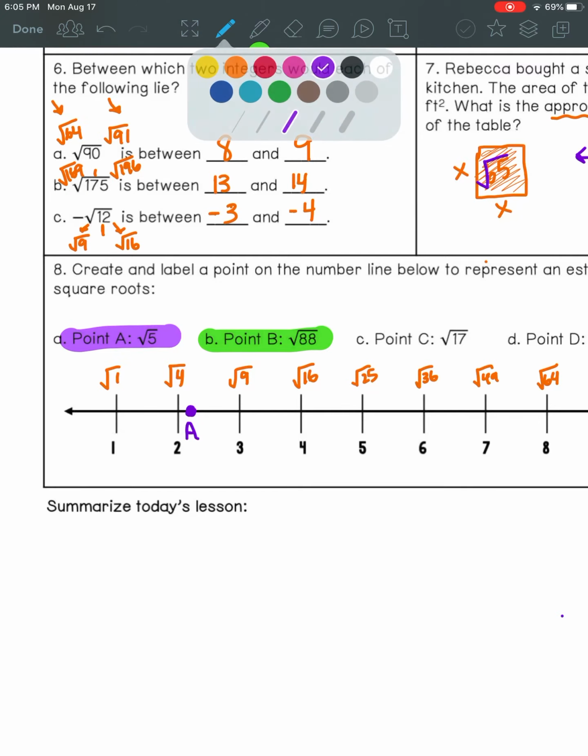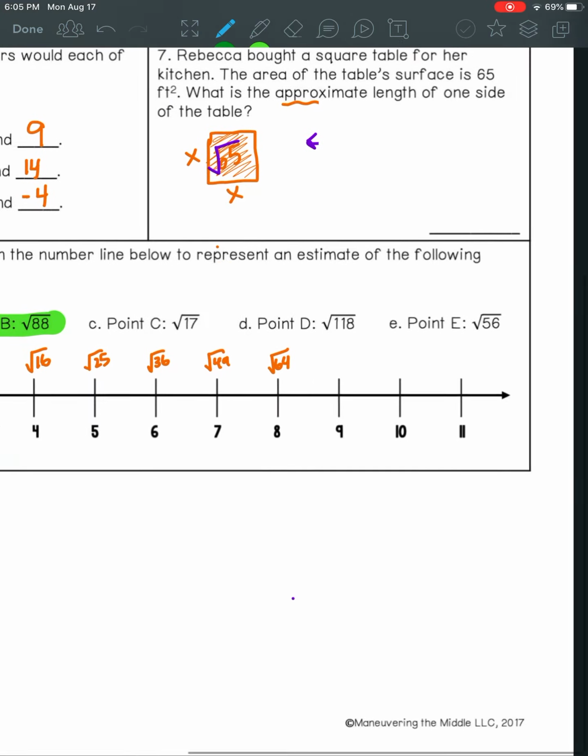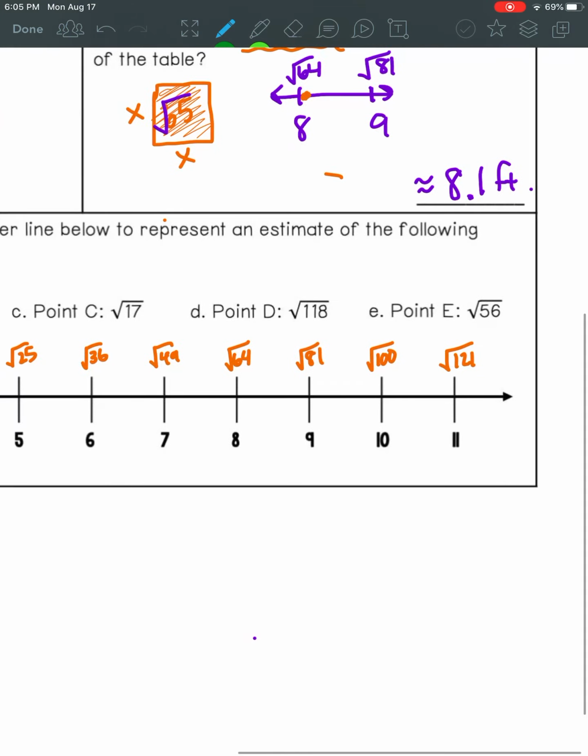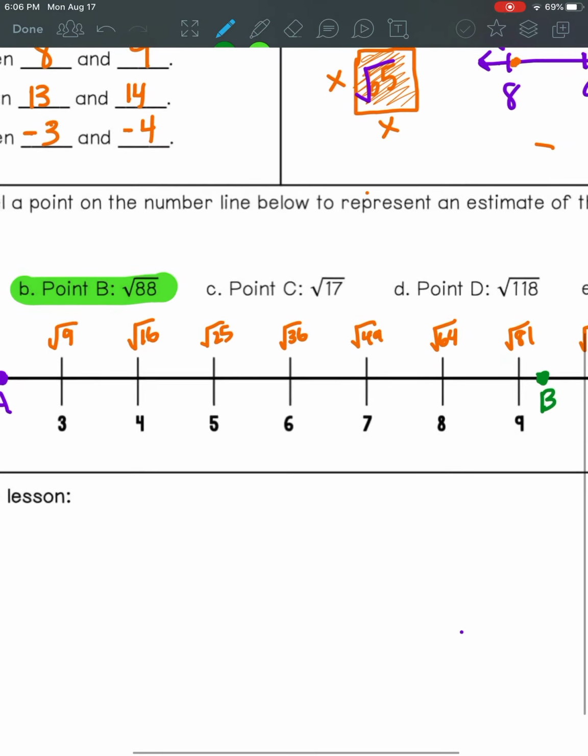So we got the square root of 88. So let's see, we got to go down, we got to go past 81. There's a 19 in between 81 and 100. So a little less, it's less than 8.5 or 9.5. So I'm going to say about here. I'm going to get rid of that halfway mark. And that would be the square root of 88. So that is point B.